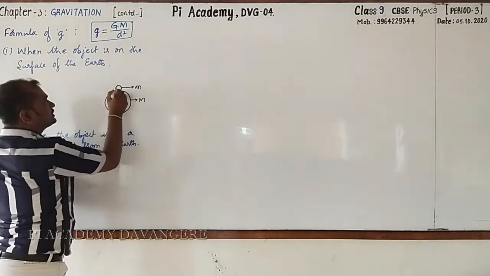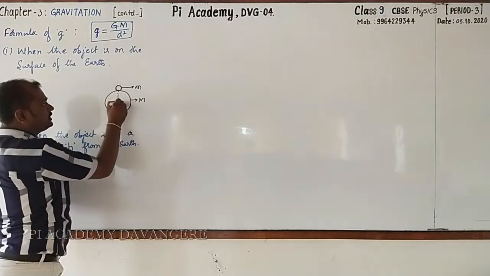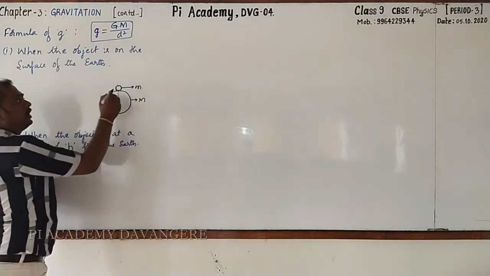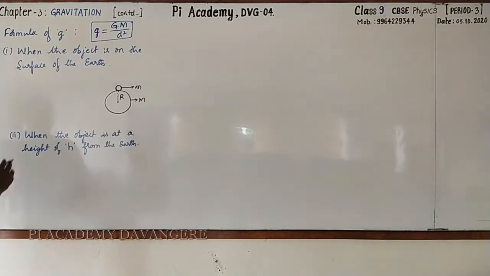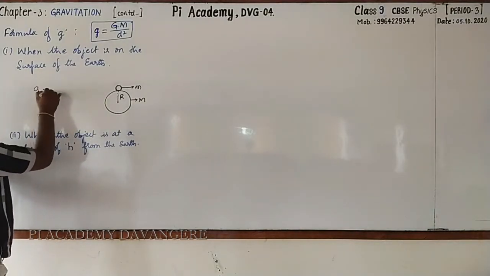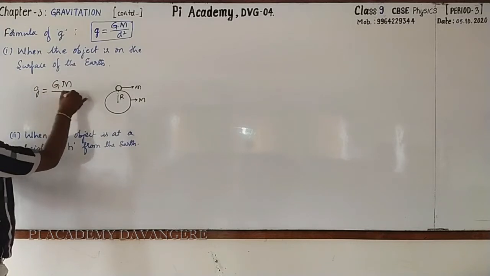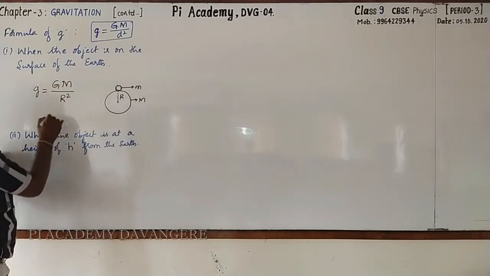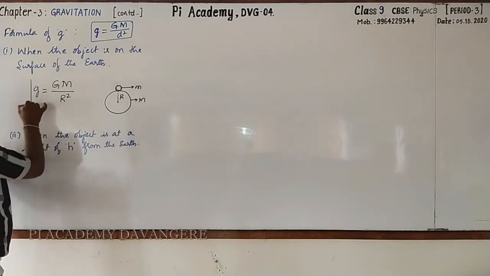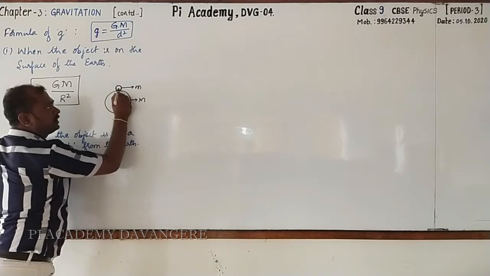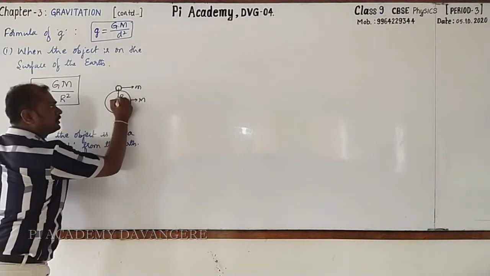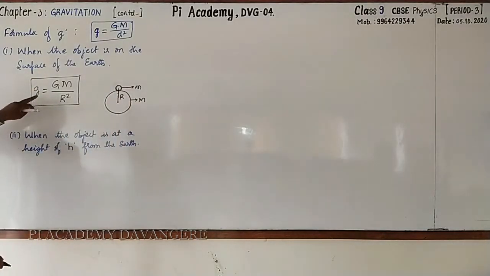When the object is on the surface of the earth, what will be the distance between the centers of these two objects, that is the object and the earth? It will be equal to the radius. Hence, we can write G as capital G into m by capital R square. Followed? Here the distance from the center of the earth to the center of the object. From the center of the object to the ground, it is negligible. Hence we take this as radius only. Therefore we can write G as Gm by R square.